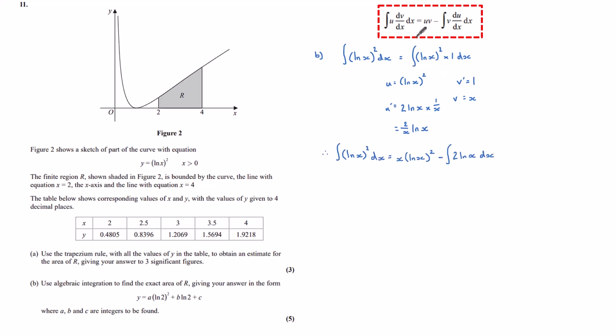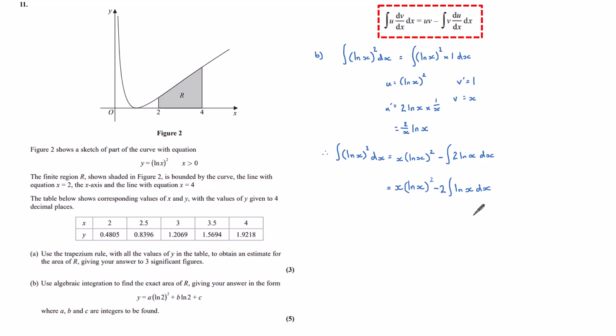Substituting those back into our integration by parts formula gives us that the integral of (ln x) squared dx is equal to x (ln x) all squared minus the integral of 2 ln x dx. We can take the 2 out of this integration here to give us x (ln x) all squared minus 2 lots of the integral of ln x.